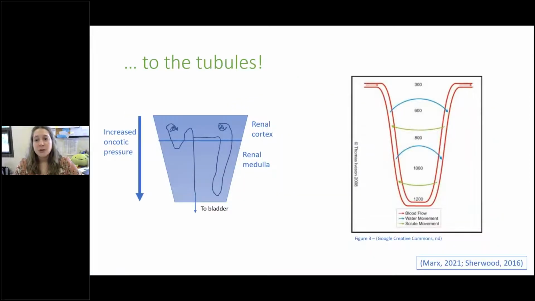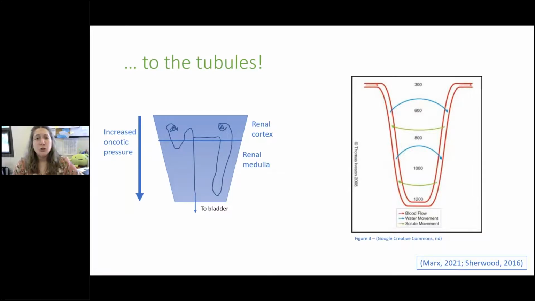Once entering the capsule, the filtrate goes through the proximal tubule, starting in the renal cortex of the renal pyramid. As the proximal tubule lowers into the renal medulla, the oncotic pressure increases, causing water and other materials like glucose to be reabsorbed by the peritubular capillary. The filtrate then enters the loop of Henle, where the oncotic pressure gradient is the greatest, and descends to the distal tubule. This is where ions are reabsorbed through the decreased oncotic pressure.